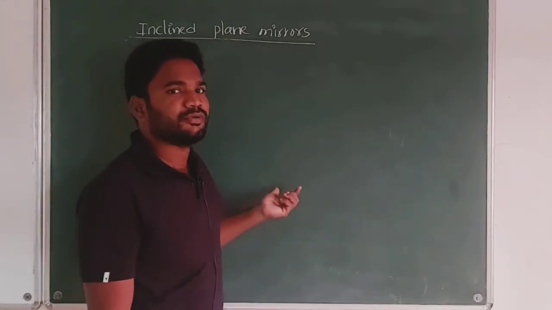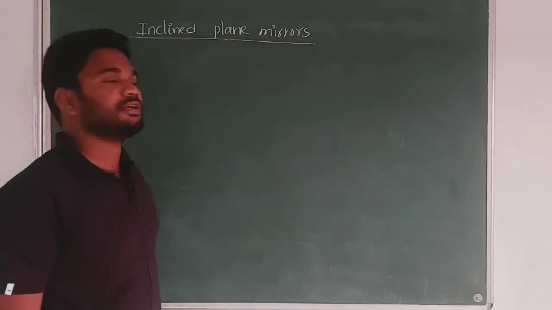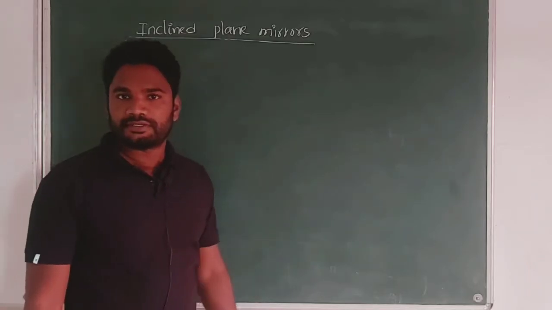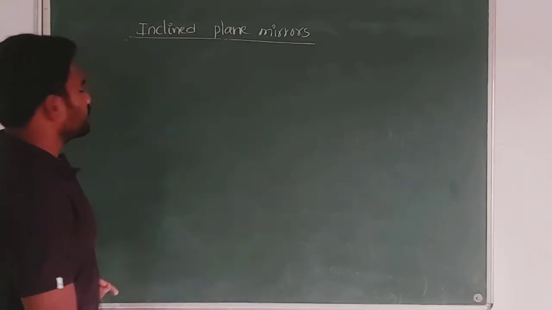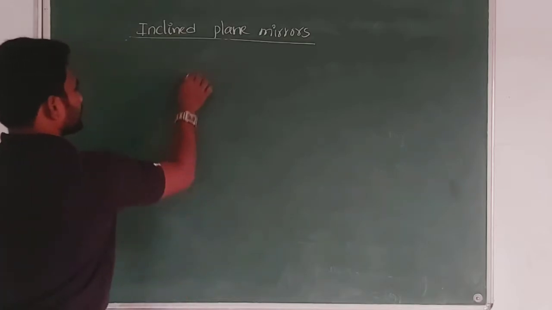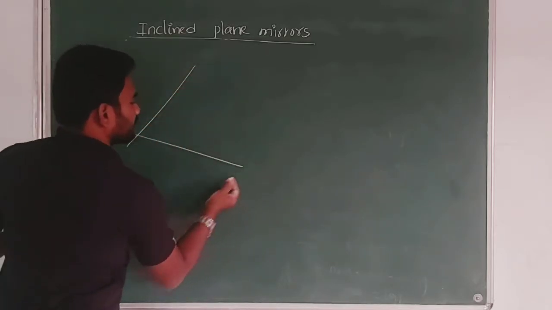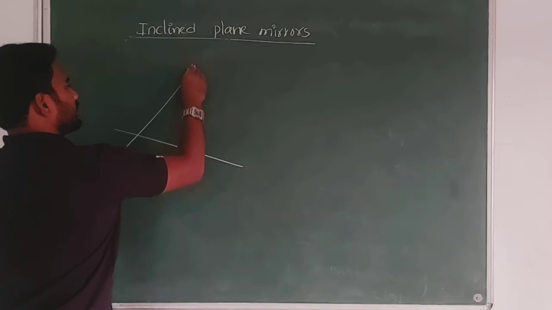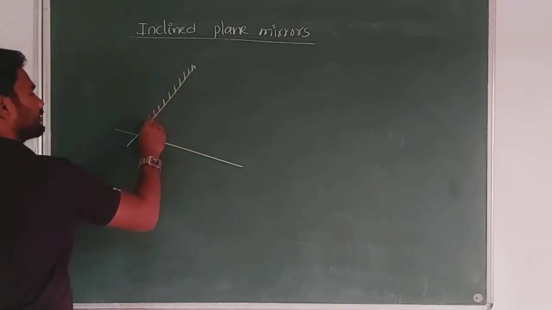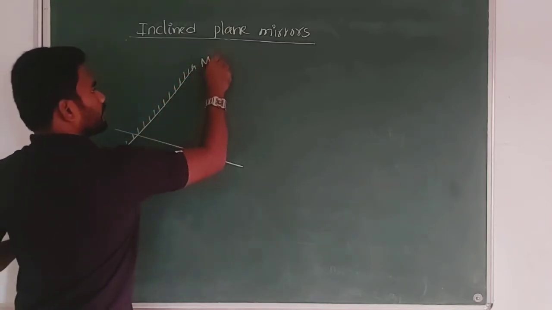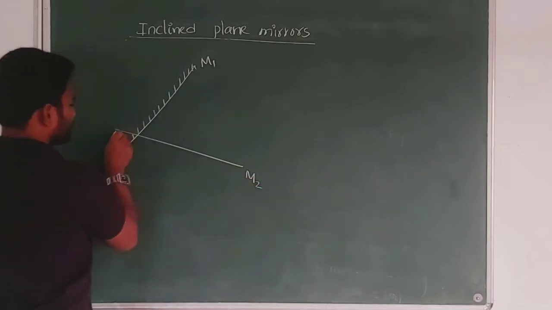In this video, I am going to discuss the number of images formed in the case of inclined plane mirrors, students. So, how can you find it? First of all, you should draw two inclined plane mirrors like this. This is the first mirror, M1. This is the second, M2, students.